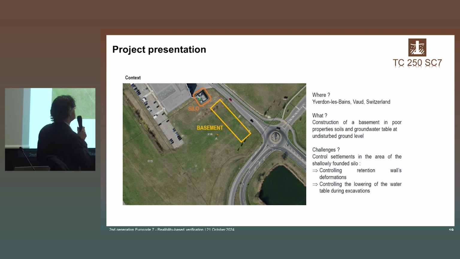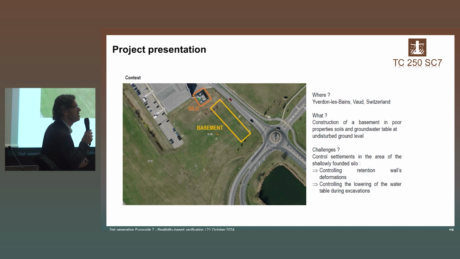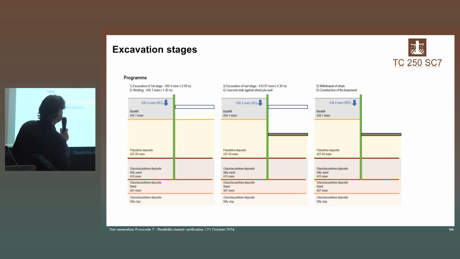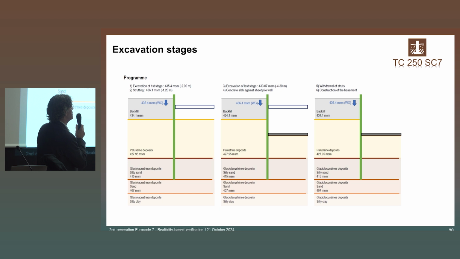The challenges are, first of all, to design the sheet pile wall and the bracing, but also to check that the vertical displacements of the silo will not exceed a certain value. You can see here the excavation stages. First you have the excavation and the installation of the strut. Then you have the second excavation, and finally you put the blocking mat here and you remove the strut.